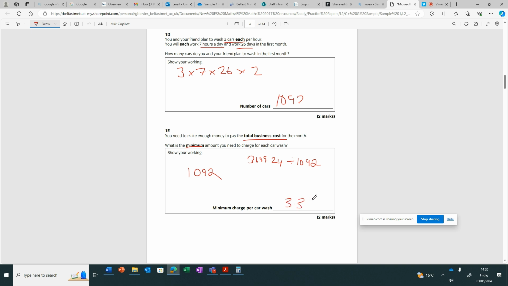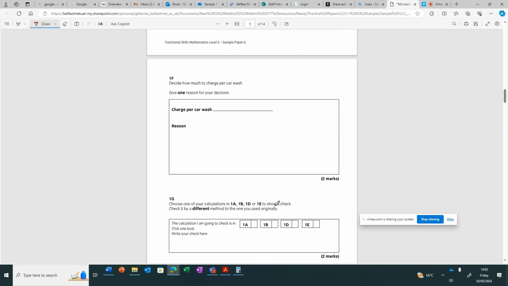Next, how much to charge? You can make anything up here. Well, it has to be more than £3.38, so maybe £5 to make a profit. Say what you want to charge, make sure it's a reasonable figure, and that you make a profit. Choose one of the calculations 1A, 1B, 1D, or 1E to check.